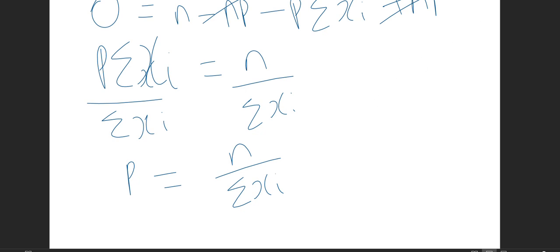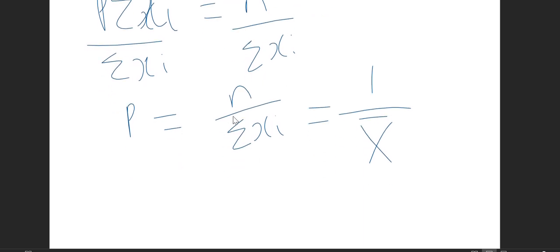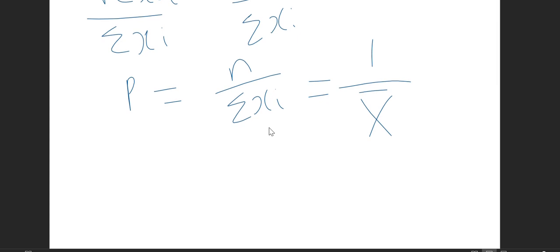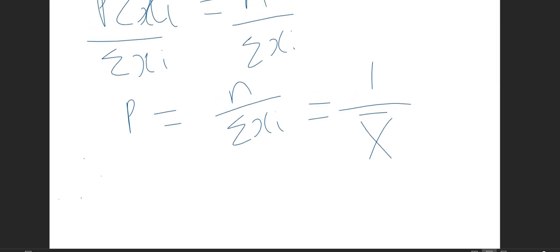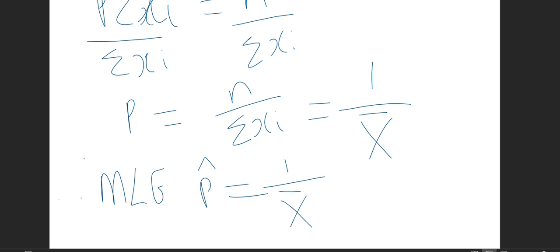Okay, now this is the same as 1 divided by x bar, since x bar is equal to 1 over n times the sum of xi's. So this is just the reciprocal of our x bar. So therefore our MLE p hat is going to be equal to 1 over x bar, which is the same as our method of moments estimator.